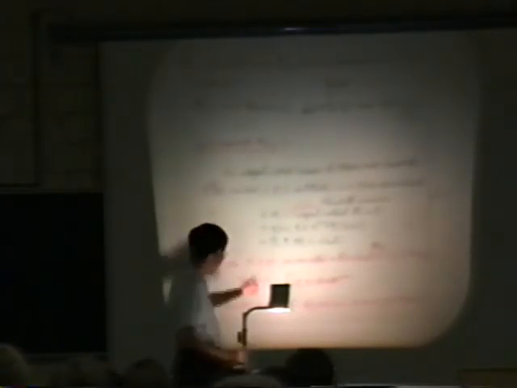Since S is rectifiable, this implies that the tangent space exists almost everywhere, so this is defined almost everywhere. Another thing I should say is that maybe I should try to change the projector. Sorry, it's getting worse.